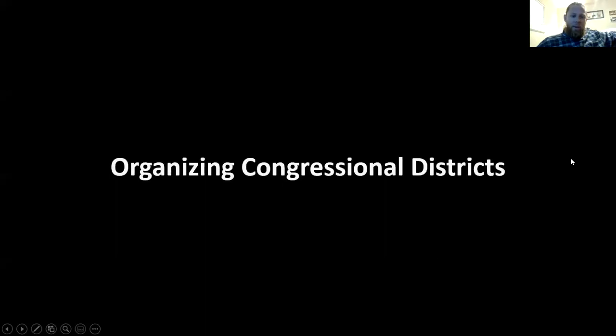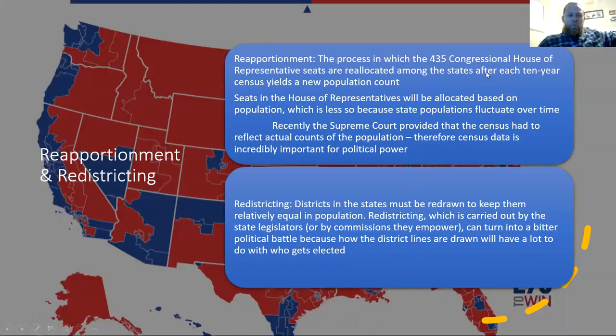So we're going to start with organizing of congressional districts. So reapportionment. There are 2 processes in the designing of congressional districts. Arizona has 9 districts. California, I believe, has like 52, 53. Idaho has 2, that kind of thing. So the congressional districts are composed, as you probably know, based on population.